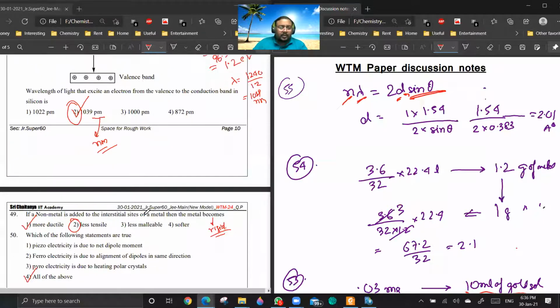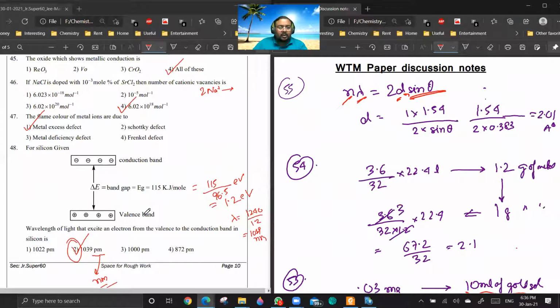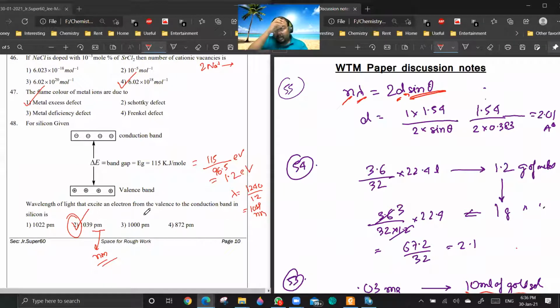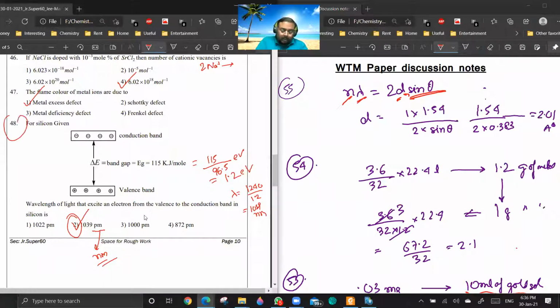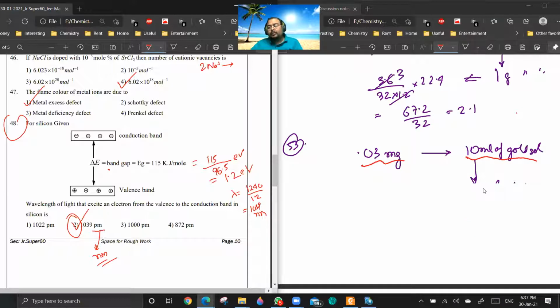Okay. Now, after this, 47, 48. In 48, they should be nanometers, not picometers. Is it clear? Are you getting this question 48? They're asking a band gap. Is 48 clear to all of you? Sir, can you explain?